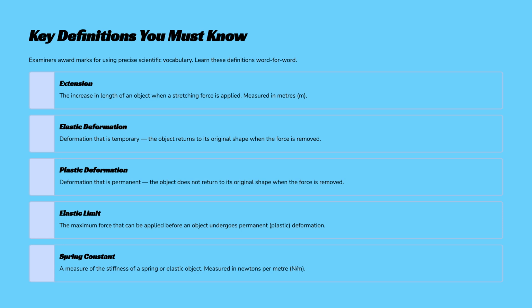In the exam, use precise terminology. Extension is the increase in length. Elastic deformation is temporary, returning to the original shape. Plastic deformation is permanent, where the object remains changed. The elastic limit is the maximum force before plastic deformation, and the spring constant measures stiffness.